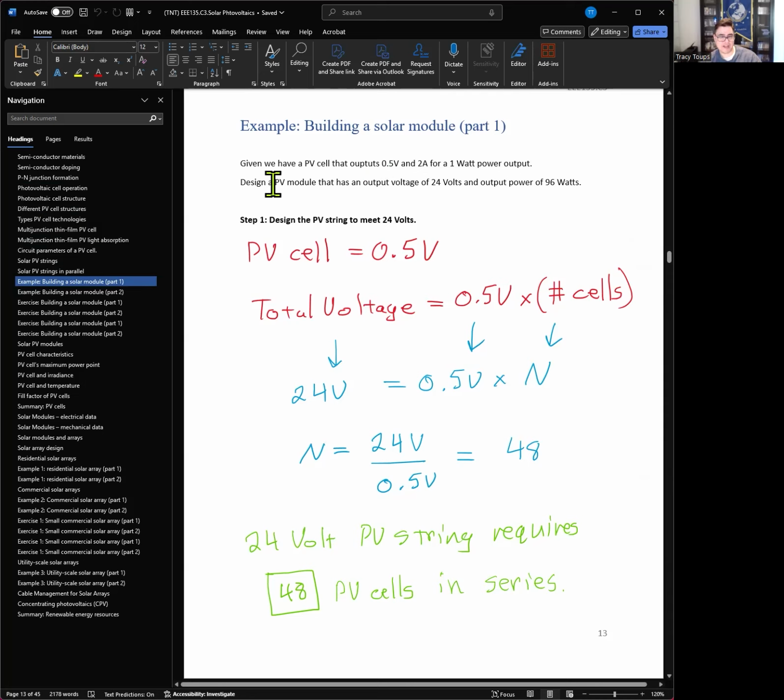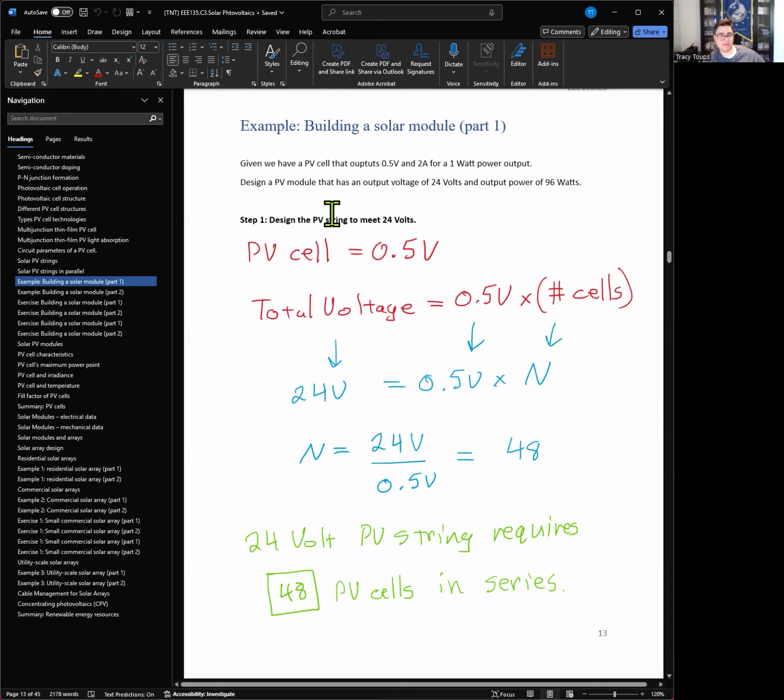I want to design a PV module, right? Think about something the size of a dining table. We're going to put a bunch of them to create this giant rectangle, and that's going to be our PV module. Okay, you typically buy these from Amazon for like $300-400. I want my output voltage to be 24 volts out of the whole system, and I want to make sure I have 96 watts. All right, so let's start working.